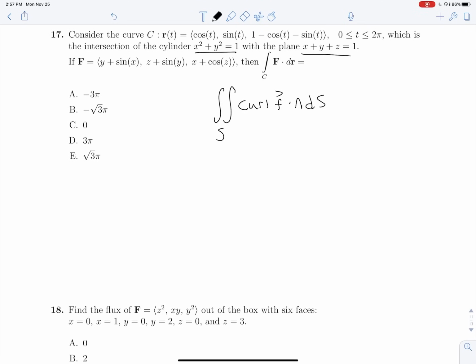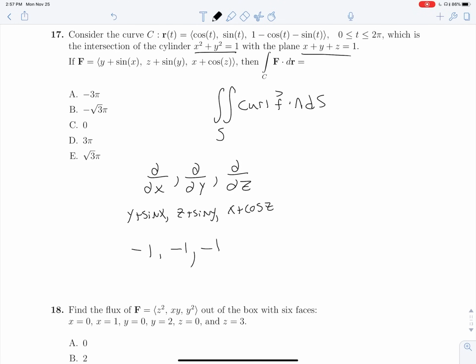We know that curl is del cross f, so that's going to be d dx, partial y, del z. I'm just mixing it all up now and saying all three of them. Isn't that crazy? So y plus sine x, z plus sine y, and x plus cosine z right there. So taking this curl, we are going to get -1, -1, -1. So there's our curl f.